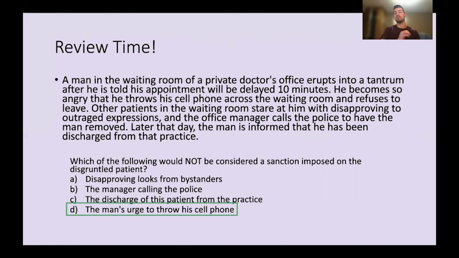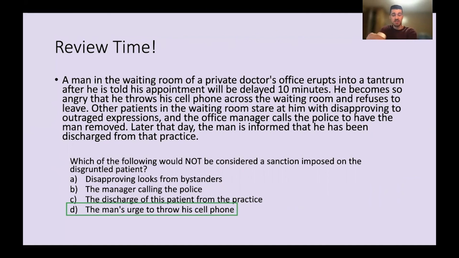B, the manager calling the police is also a sanction. That's a little bit more strict of a sanction, probably because the disgruntled patient threw his cell phone. He was being irate to the point where he's being dangerous to others. So the manager called the police, he'll be removed, and he may possibly even be arrested. So that would also be considered a sanction. And that's for breaking a formal norm. He's sort of breaking the law by acting aggressively like that in a public forum.